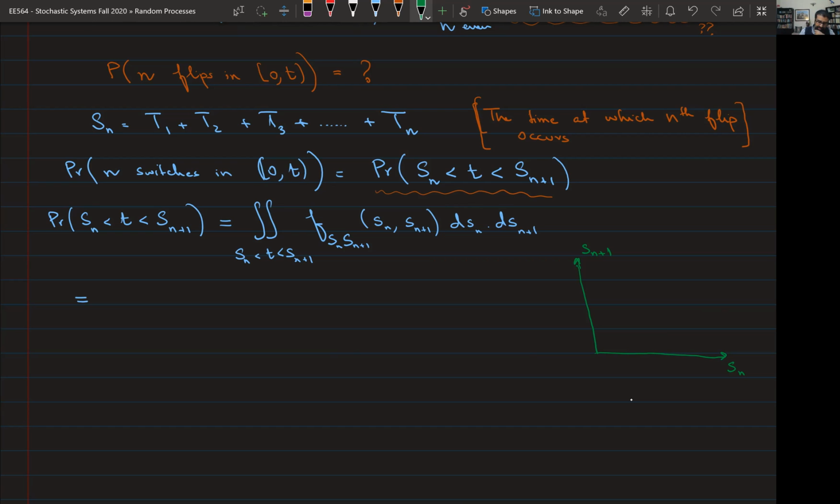What does this condition translate to? I mean, what is the area that I need to integrate over in this two-dimensional plane? T, remember, is a constant. T is a positive constant, right? Time t is positive, or non-negative rather. So what area am I integrating over when I say Sn must be less than t and t must be less than Sn plus 1?